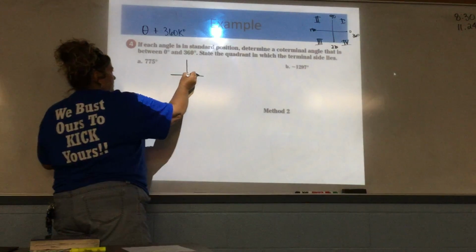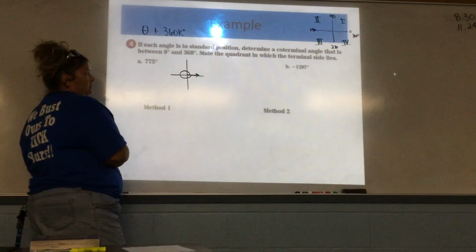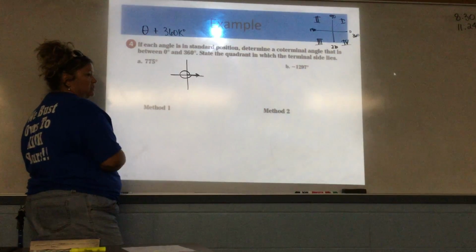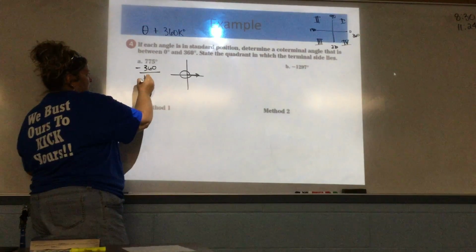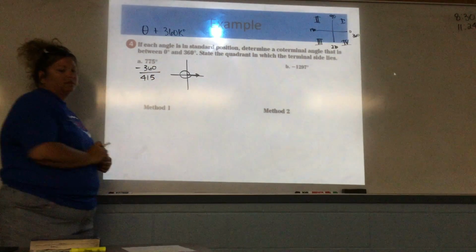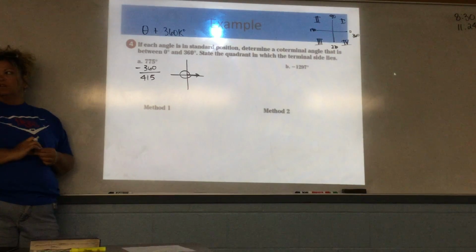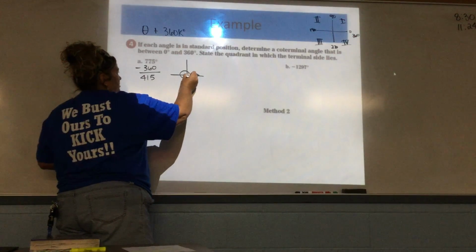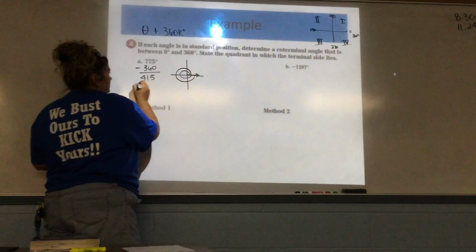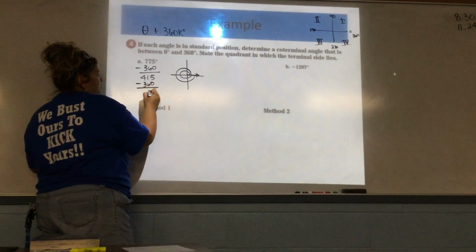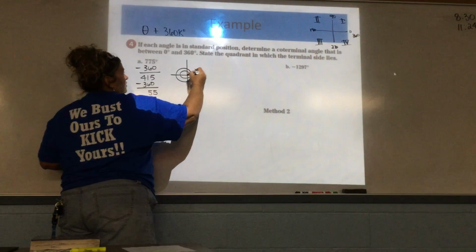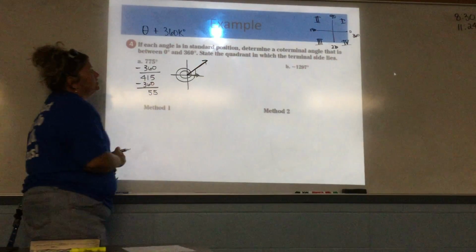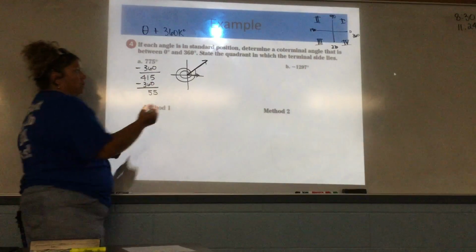You go around the circle counterclockwise. How many degrees is one rotation? 360. So if I subtract 360 from it, what do I get? 415. That means I need to go another rotation, another 360, and then 55. Is 55 in what quadrant? The terminal side is in quadrant 1.